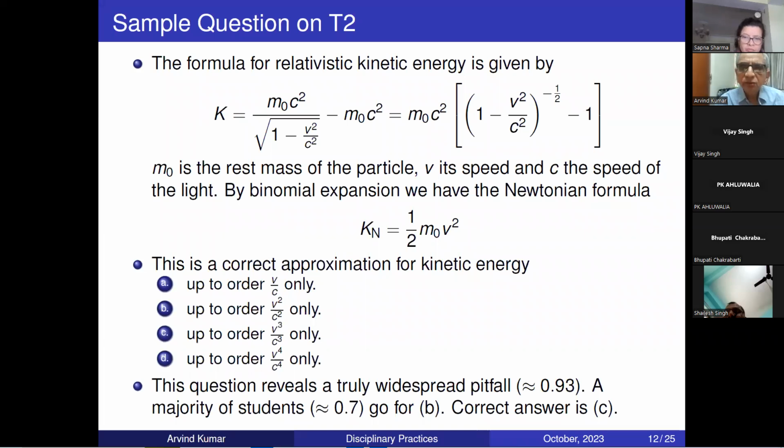This question reveals a truly widespread pitfall. I should have mentioned that, because of the lack of space on the slide, this means 93% of students have this pitfall. And 70% of the students actually say B. It's a very common response, V square by C. Very, very few people say it to be V square by C square. So this is another bit.